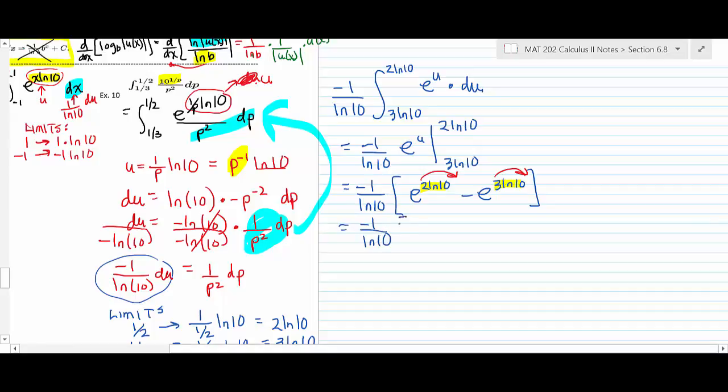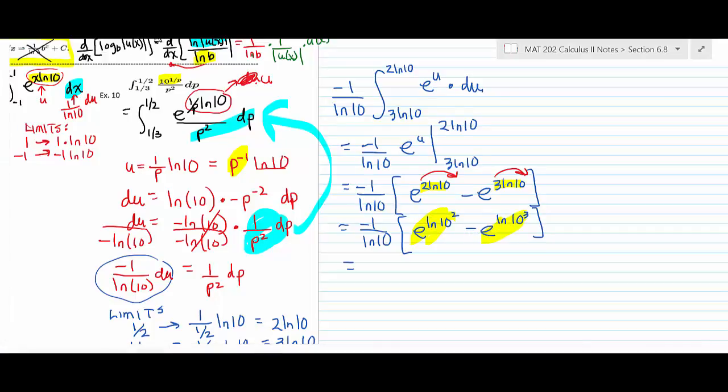So this is negative 1 over ln 10. This is now e to the ln of 10 squared minus e to the ln of 10 cubed. Then we got it made. Okay, so what's the answer to this part right here? 10 to the second. How about this part?